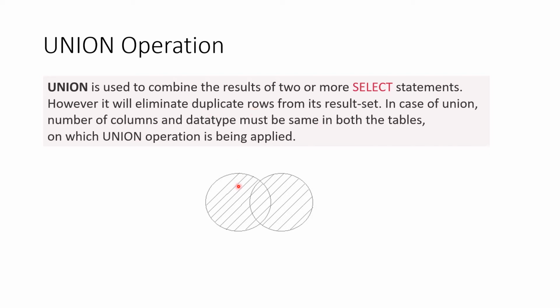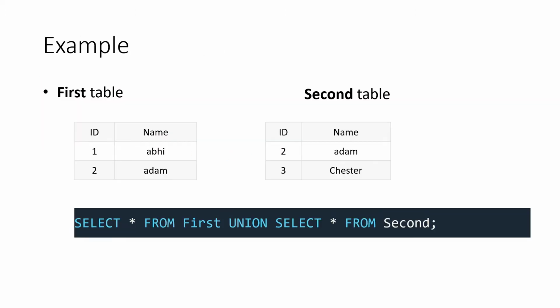It will take all of the rows of set 1 and set 2, but it will eliminate the duplicate rows from its result set. That's what happens in the union always. In case of union, the number of columns and data types must be the same in both the tables on which the union operation is being applied.